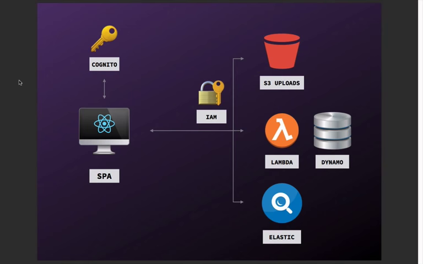S3, everybody's familiar with. S3 is just a file system where they store data. DynamoDB is their NoSQL, almost key-value pair data storage. Elasticsearch is just their implementation of search.